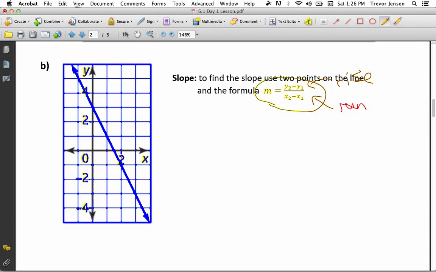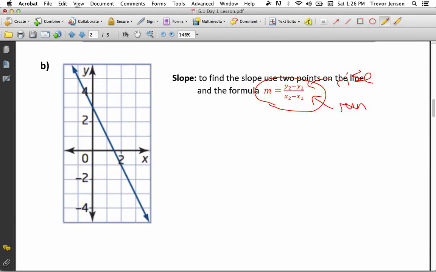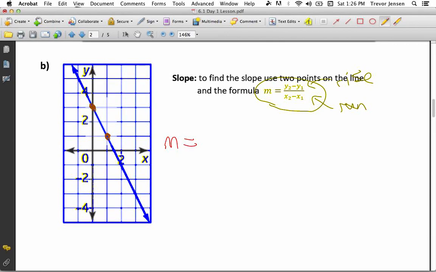Just to save time, I think using rise over run is probably faster, so I'm going to do that. Choose your two lattice points. So here's a point, here's a point. I can clearly tell what the coordinates of those points are. To calculate my slope, all I have to do is figure out what my rise and my run are.